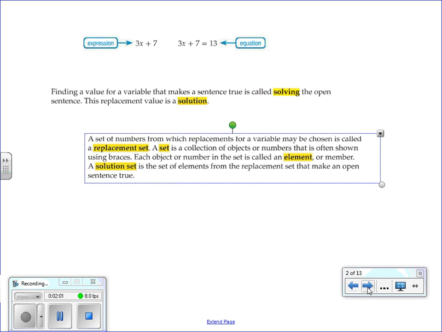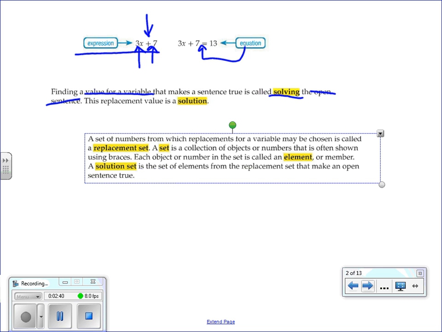Okay. So what we just talked about a second ago: an expression has terms, numbers, and operations. The equation has all of those things, plus the equal sign. Solving is finding the value for a variable that makes the sentence true. A set of numbers from which replacements for a variable may be chosen is called the replacement set.